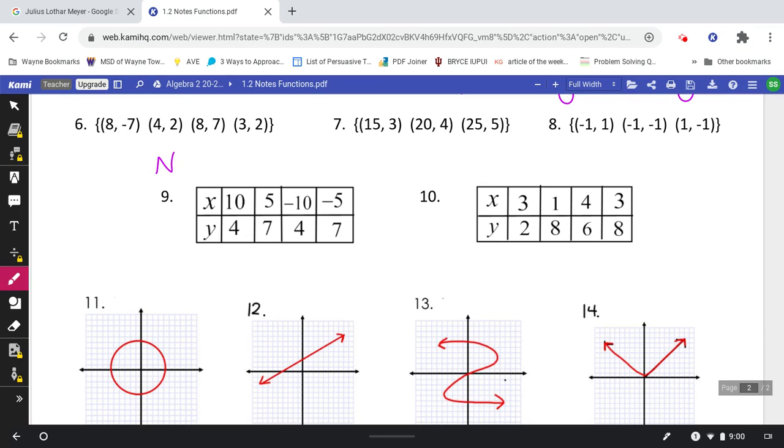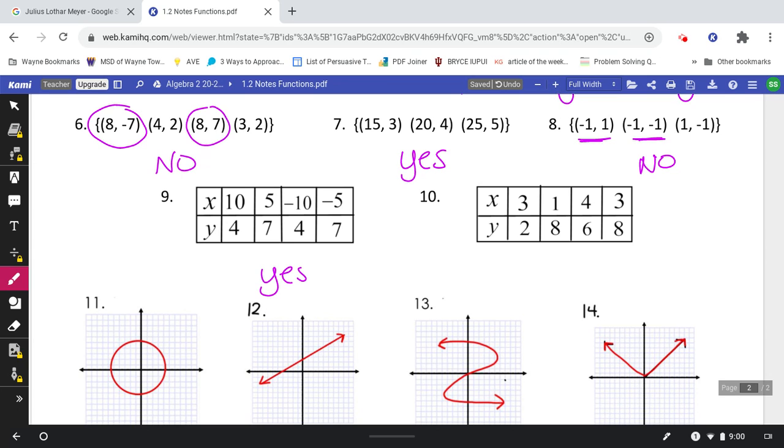For number 6, it's a no. Here's the reason why. 8 is paired with -7, and 8 is paired with +7. Once the 8 pairs up with somebody, it must pair up with that same number every time. Number 7 is a yes. Number 8 is a no. Again, notice that right here, the -1.